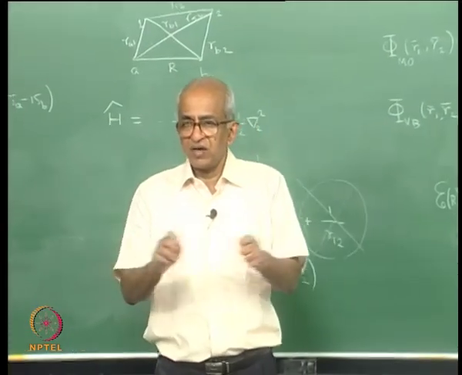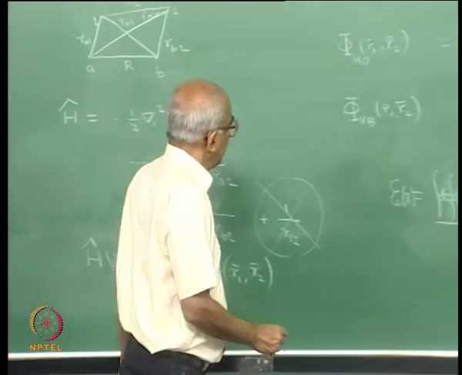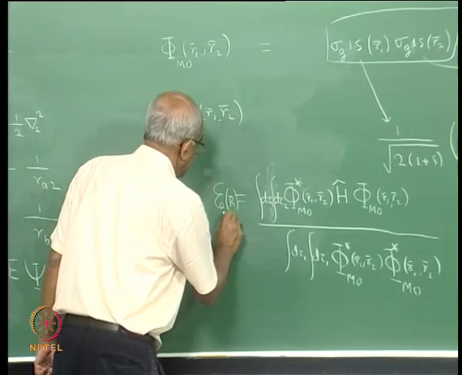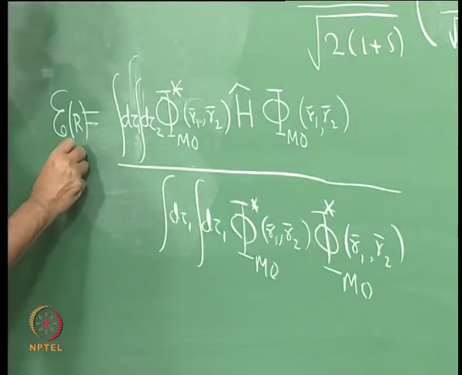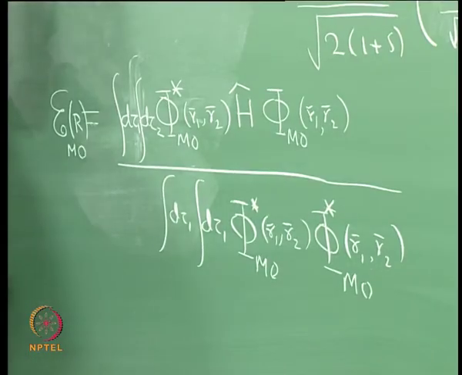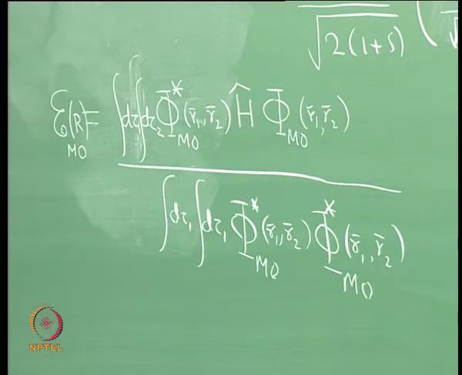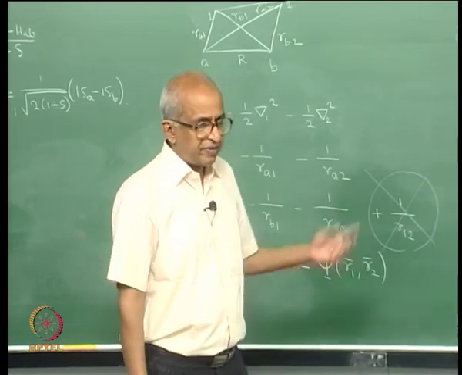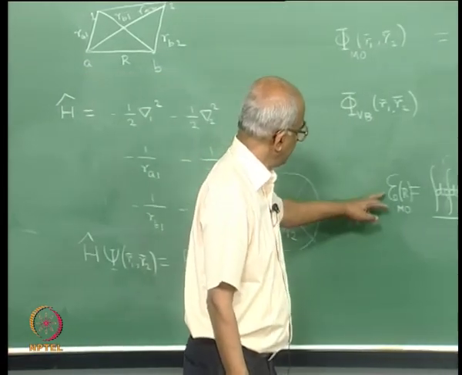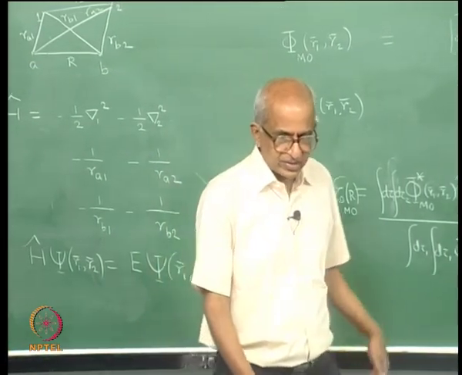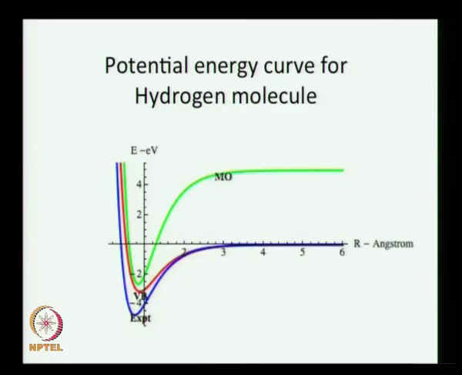For each capital R, I will do this calculation, and what is the result? The result is something that I will refer to as E with a subscript MO, because this is the result of my molecular orbital approach to the wave function. So, after that you can make a plot of E MO of R against R, and the result is actually shown here in this picture. Maybe the best thing is for me to draw it on the board.